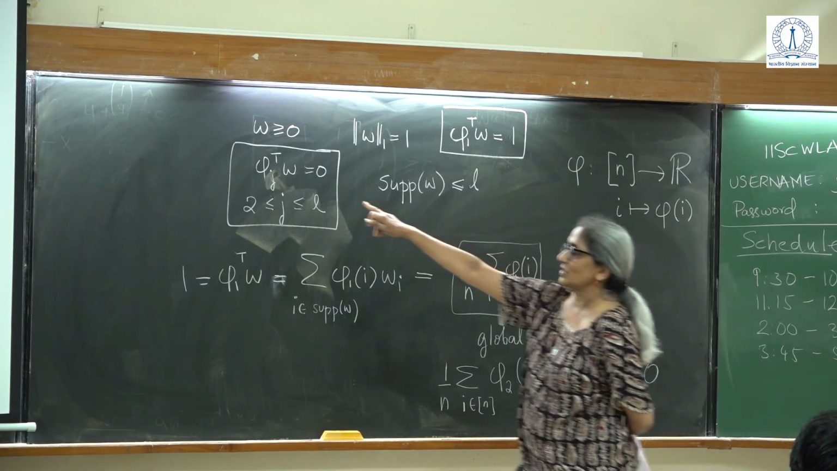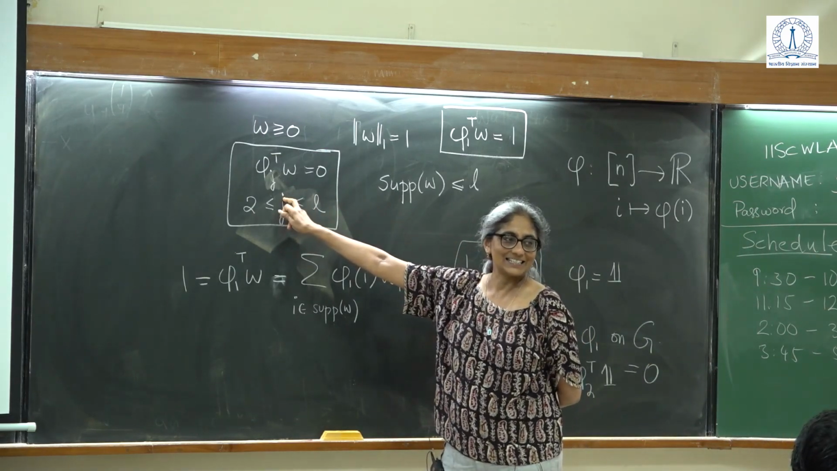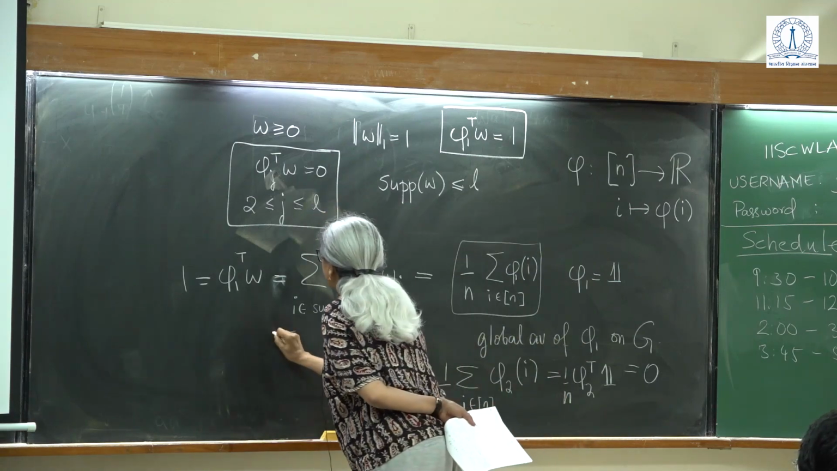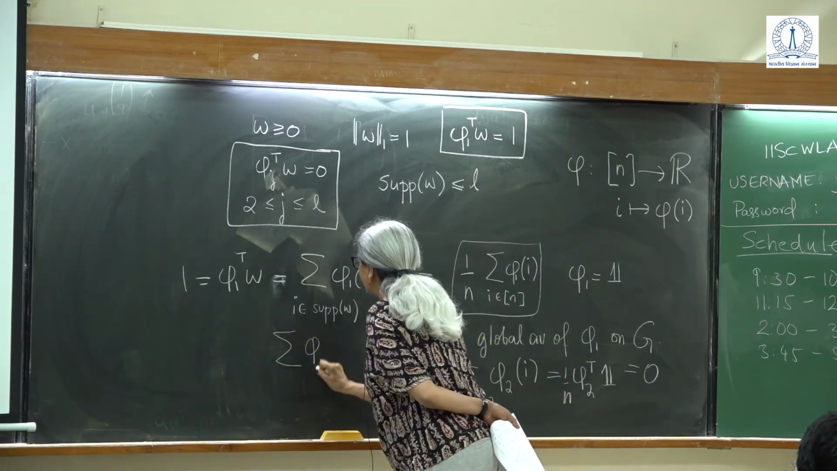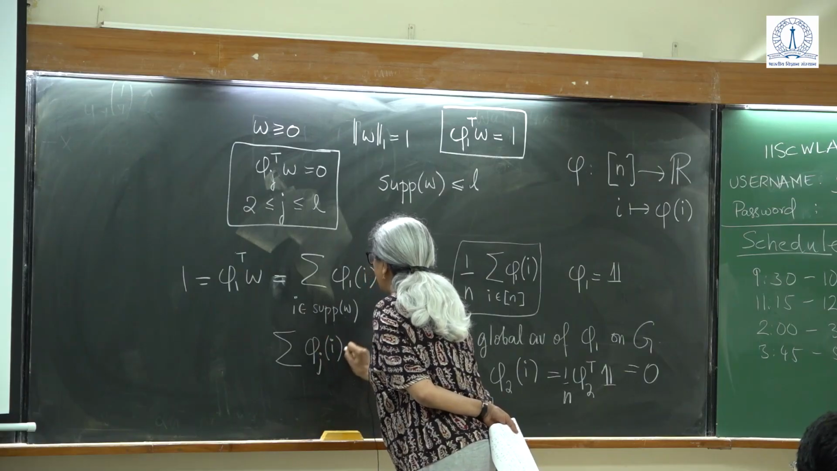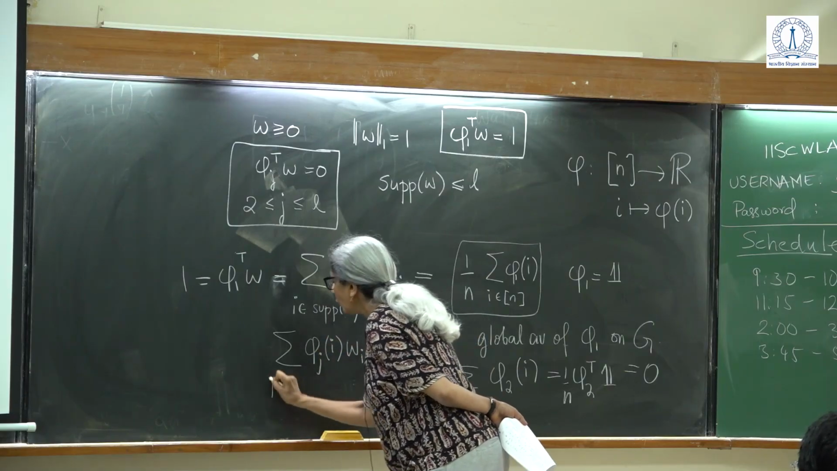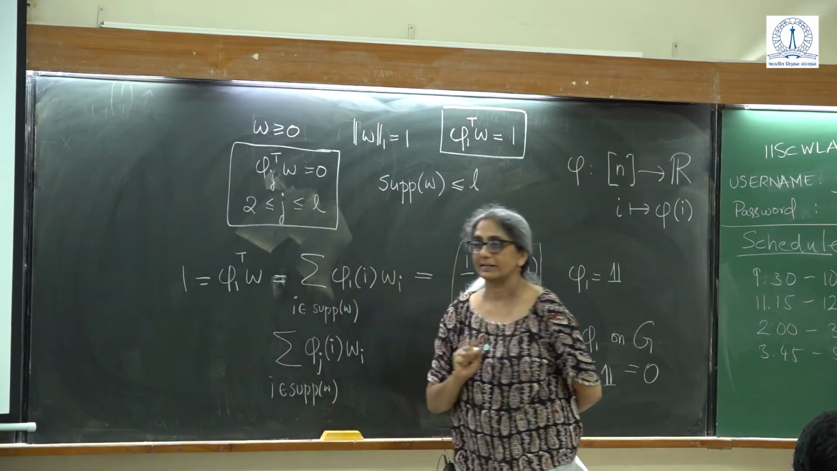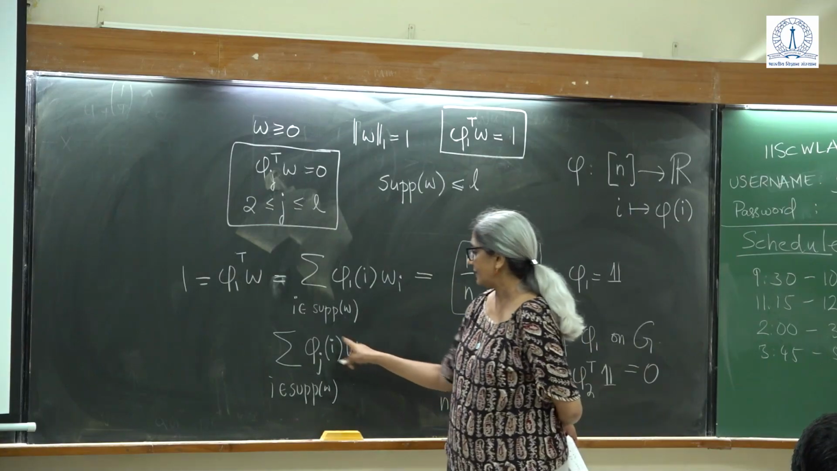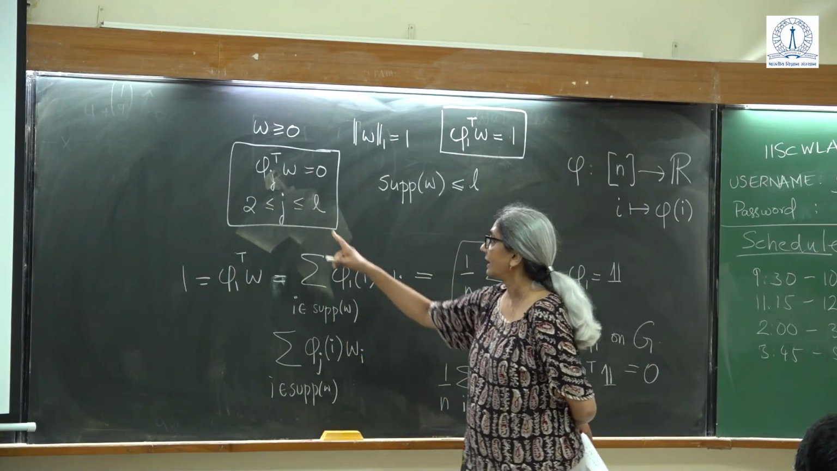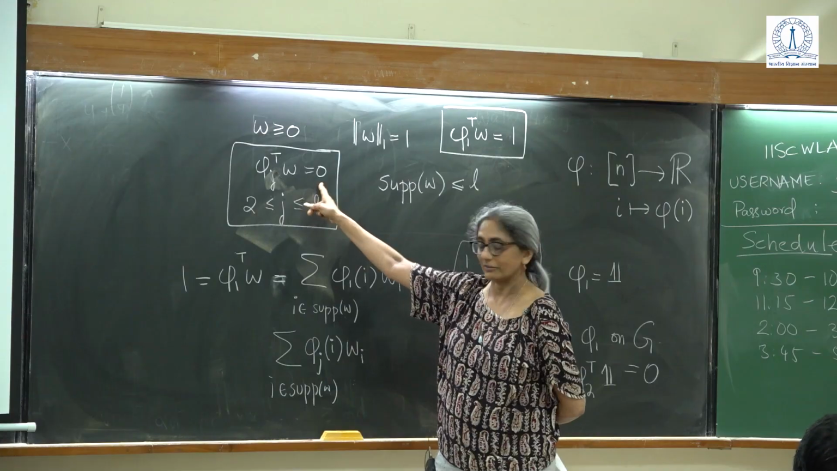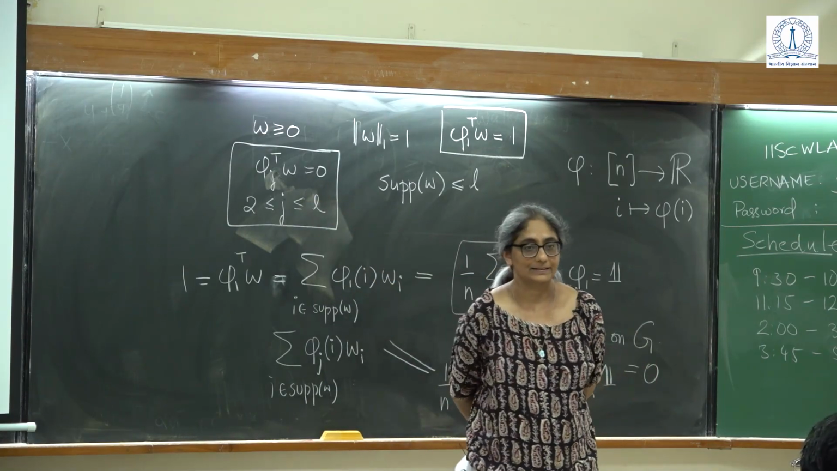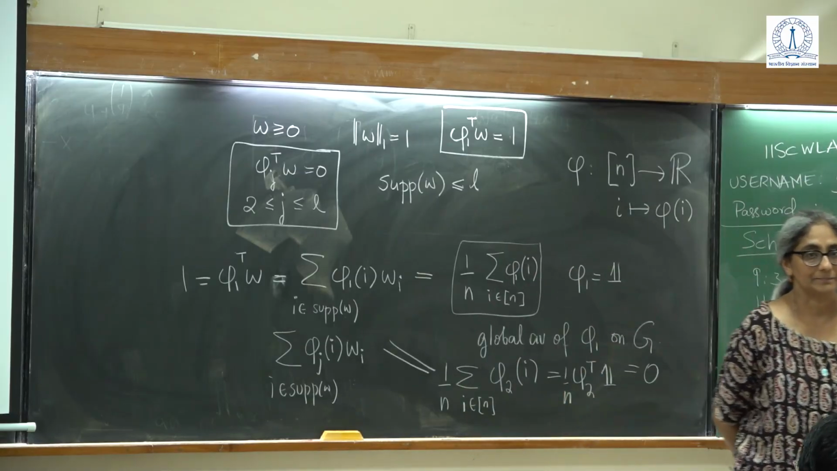But what is this achieving for us? Let's write this part. This is saying that if you take the sum of phi_j(i) times w_i over all i in the support of W, because that's the only place where W is not 0, if I take this weighted average, I also get 0. So weighted average is the same as global average. That's what this W is actually achieving.